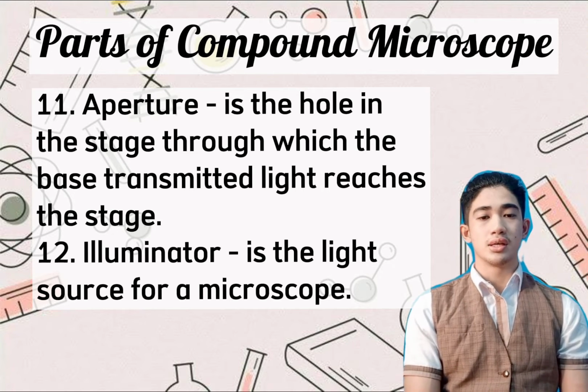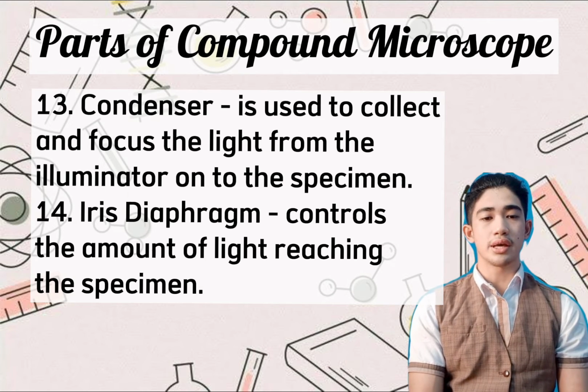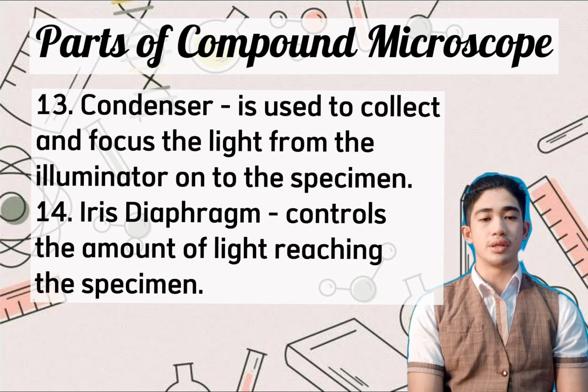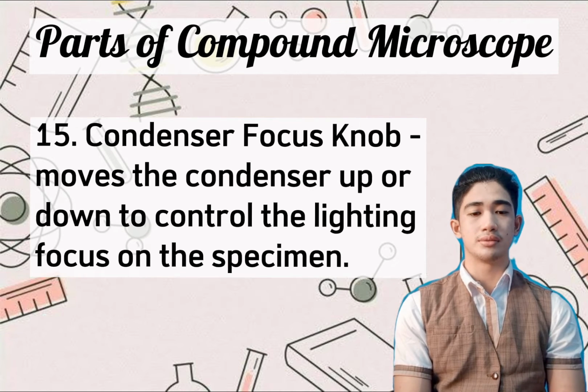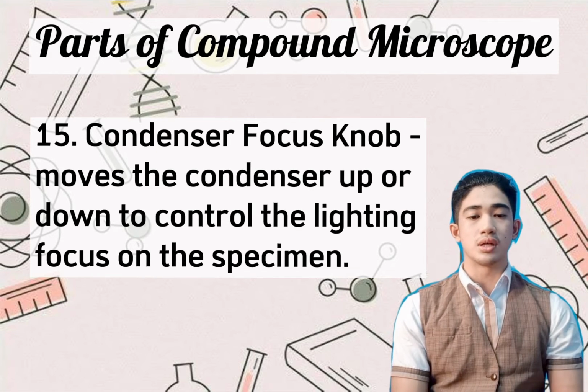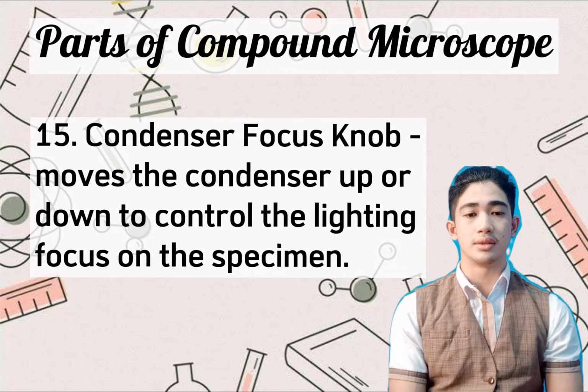The illuminator is the light source for a microscope, typically located in the base of the microscope. The condenser is used to collect and focus the light from the illuminator onto the specimen. The iris diaphragm controls the amount of light reaching the specimen. The condenser focus knob moves the condenser up or down to control the lighting focus on the specimen.